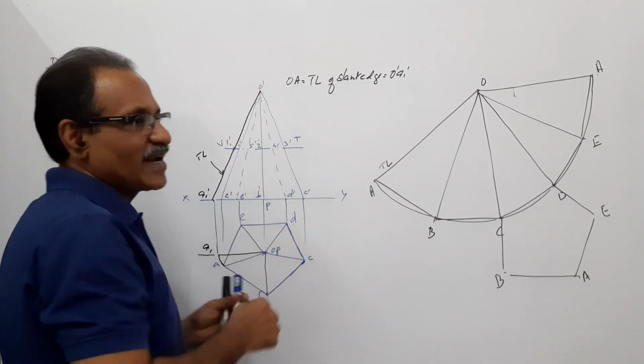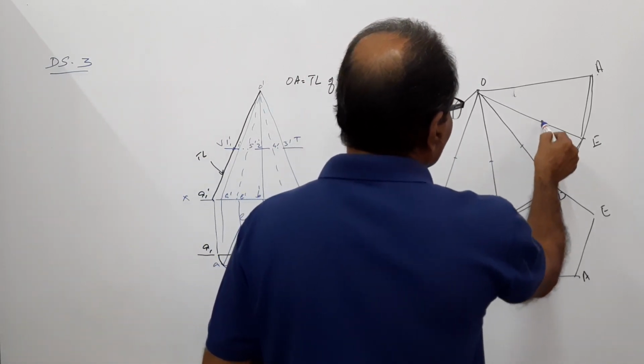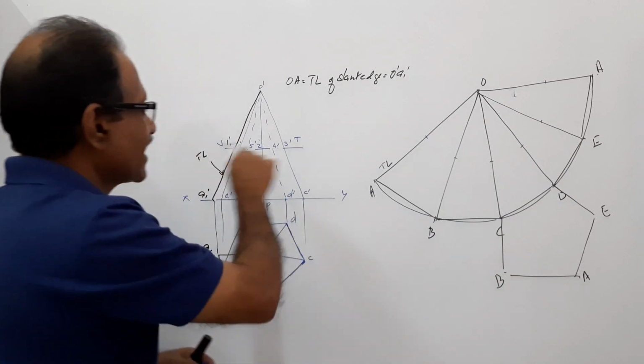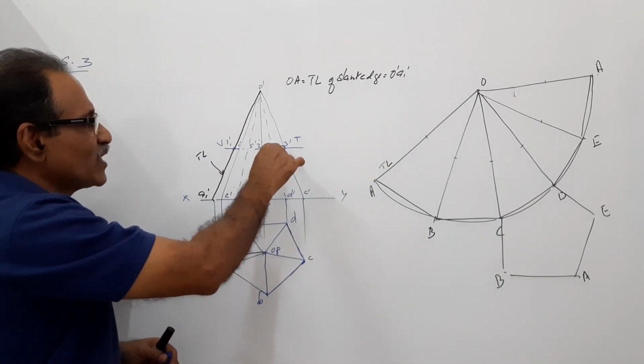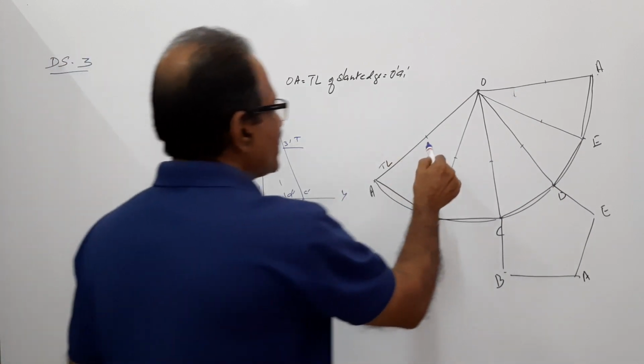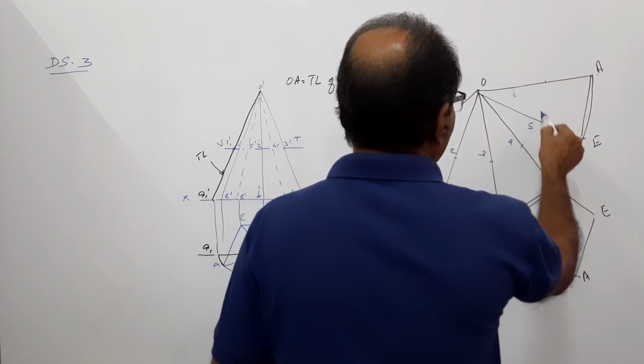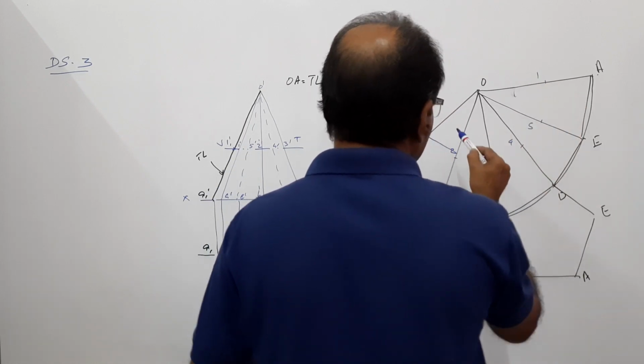Take O dash 1 dash and mark on all slant edges. Why all slant edges? Because the cutting plane is horizontal, and when you draw a horizontal line through all these points, you get the same point 1 dash. So what you get is 1, 2, 3, 4, 5, 1. Connect them by individual straight lines.